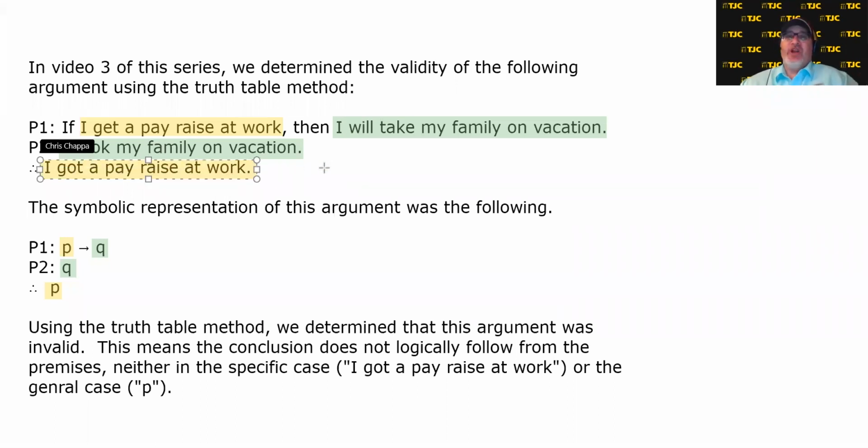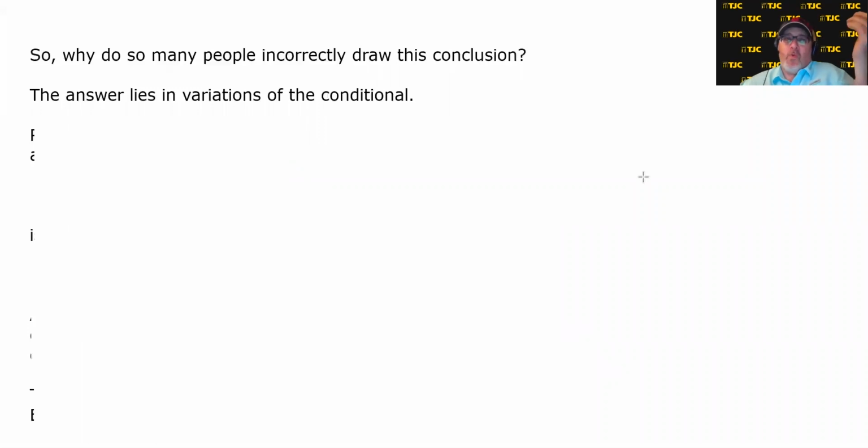So the conclusion does not logically follow from the premises, neither in the specific case, which was I got a pay raise at work, or the general case, which was just P. So we've already hashed this out as an invalid argument. So why do so many people incorrectly draw this conclusion? The answer lies in variations on the conditional.